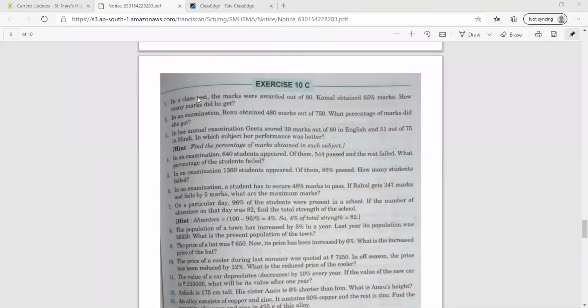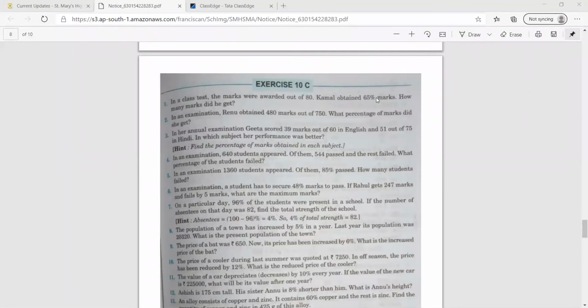In a class test, the marks were awarded out of 80. Kamal obtained 65% marks. How many marks did he get? So what is the question? We know that a test was conducted and the total marks of the test was 80. And Kamal obtained this percentage. So we know Kamal's percentage.